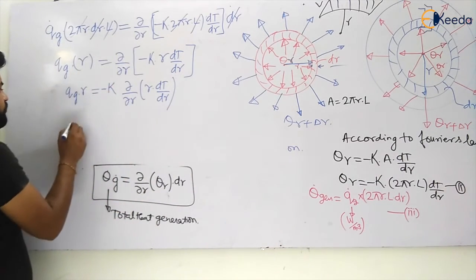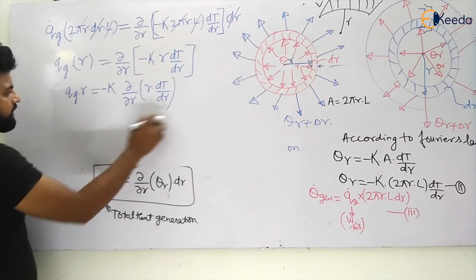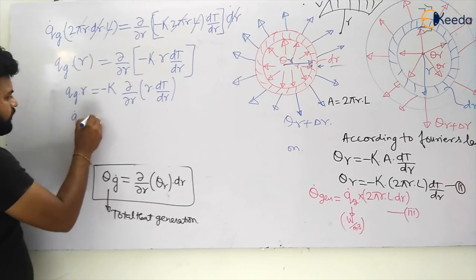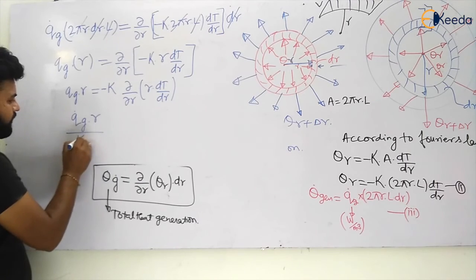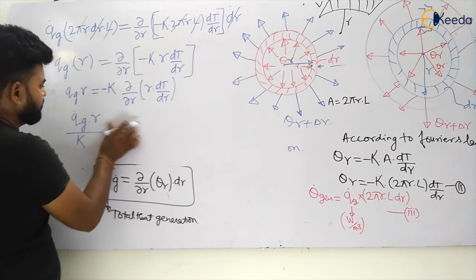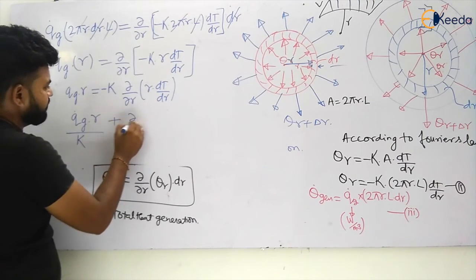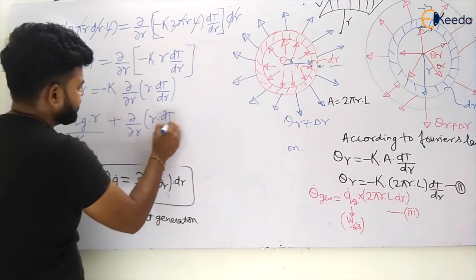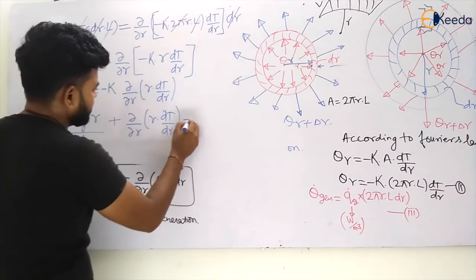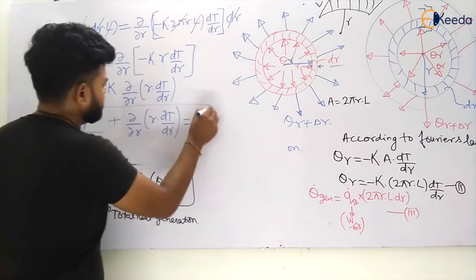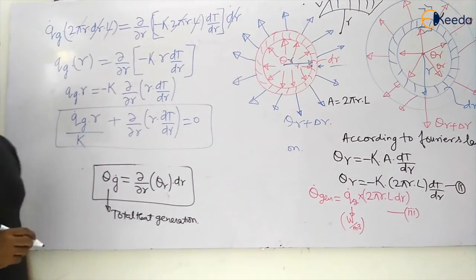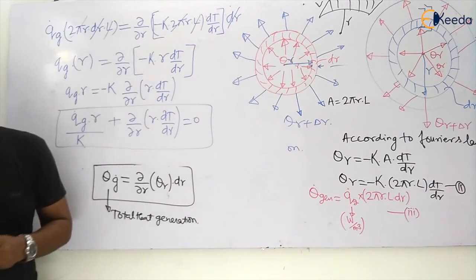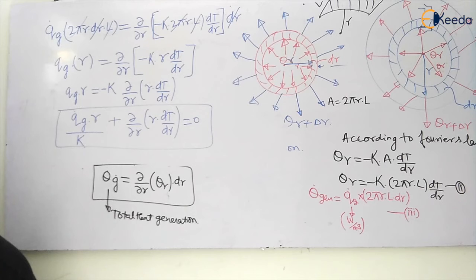So I will take this term to this side and I will divide the whole equation by K. So this will become Qg into R divided by K, kappa, is equal to plus del by del R of R into dt by dr, equal to 0. So this will be the equation for your cylinder.